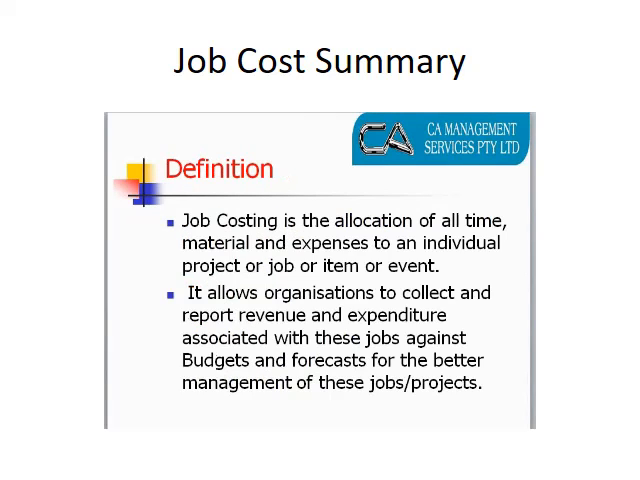So we just do a simple thing and say, let's have a definition of what job costing is. It's a more formal definition. Job costing is the allocation of all time, material and expenses to an individual project, job or event or item. It allows an organisation to collect and report revenue and expenditure associated with these jobs against budgets and forecasts for the better management of these jobs and projects. All sounds quite formal, but it is really how do you collect information on something that you're trying to manage, and there's lots of different costs that come into it.